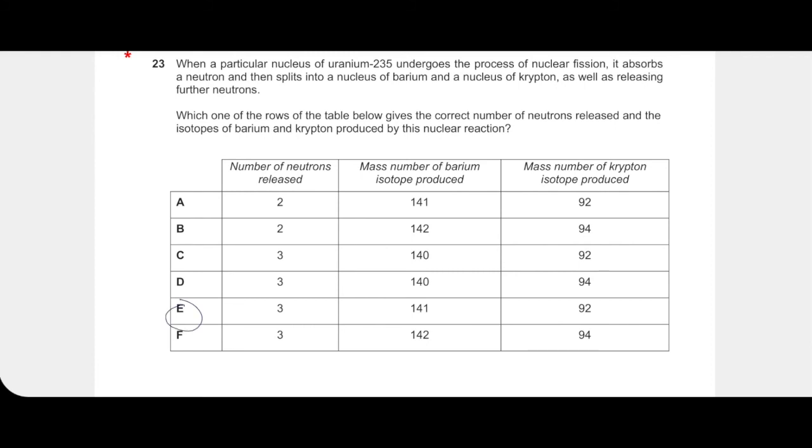And for the sake of completing the question, I'll go through F as well. 3 plus 142 plus 94 goes to 239. Therefore, the answer to this question is E, and that's question number 23 completed.